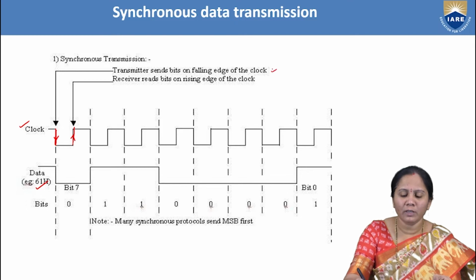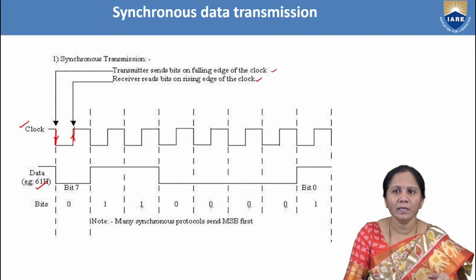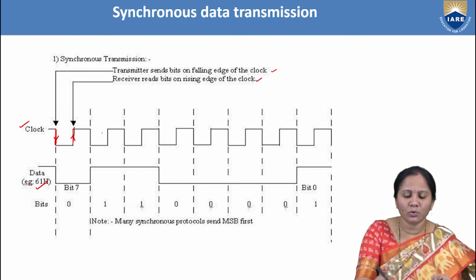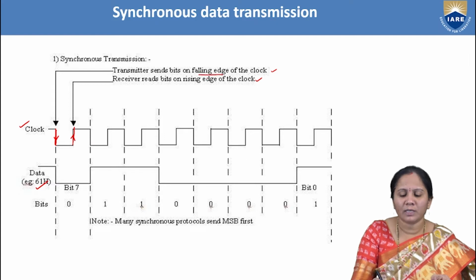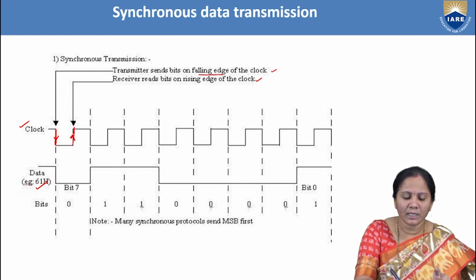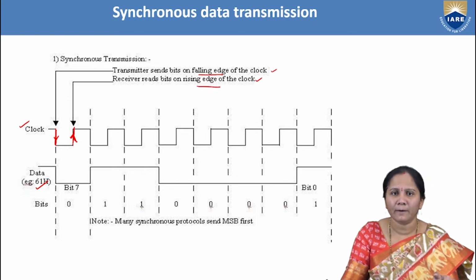Okay, and this is called the rising edge of the clock. So based on the falling edge and rising edge of the clock, the transmitter and receiver will be getting synchronized. Because here you can see, during a falling edge of the clock, the transmitter is going to send the data, whereas at the rising edge of the clock, the receiver is going to receive that particular data.